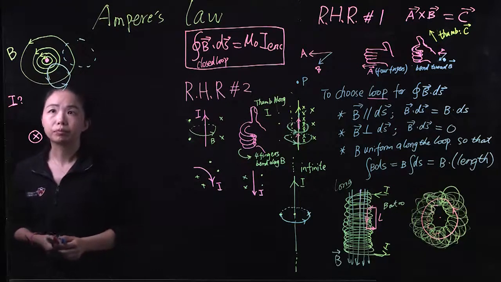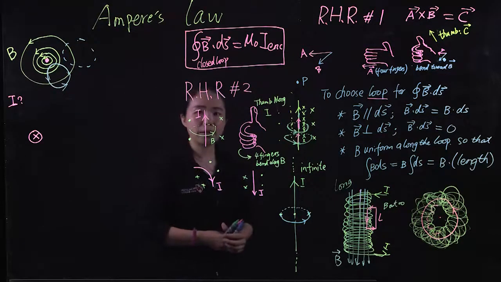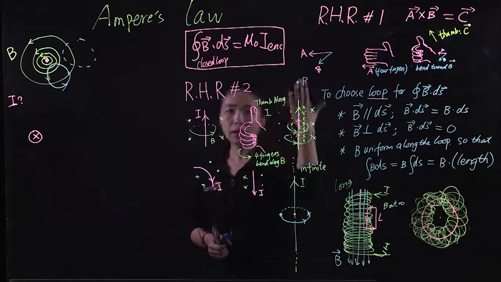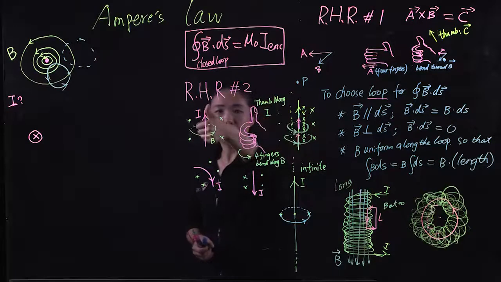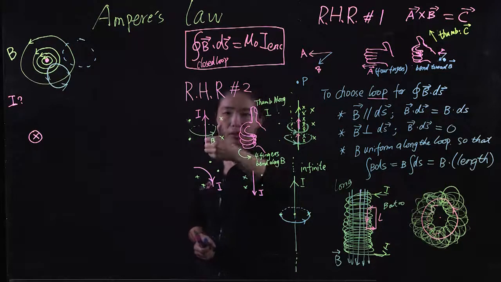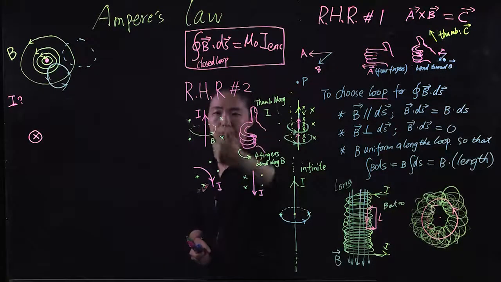Okay, and now let's look at the second right-hand rule. The second right-hand rule says to take out your right hand, align your thumb with the current, and then bend your four fingers. The direction of your four fingers bending is going to tell you the direction of the B field. The four fingers are going to bend along the B field direction.